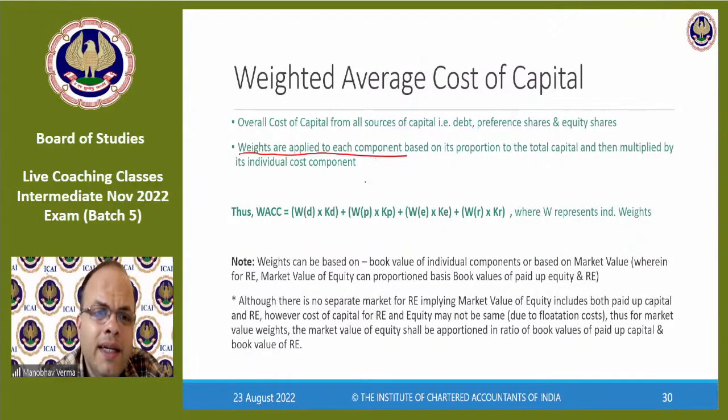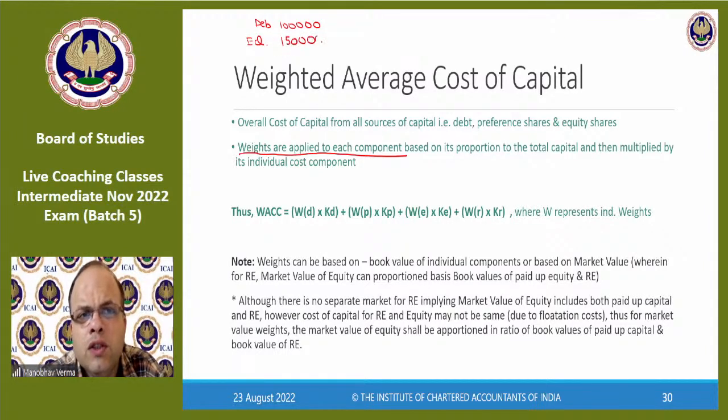So for example, we are looking at a simple example here. Let's say on the top, I'm writing here that you have debentures of 1 lakh, and you have equity shares of, let's say, 1,50,000. And the cost we have calculated for debentures, let's say, is 10%, and we have calculated this as 15%.